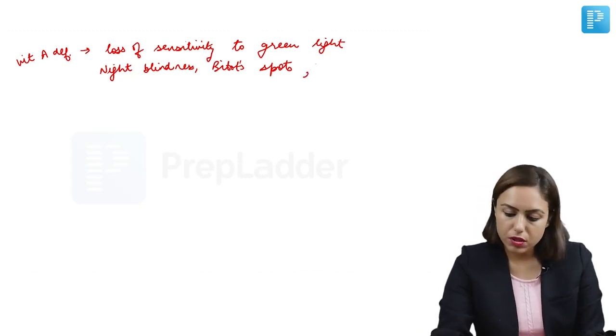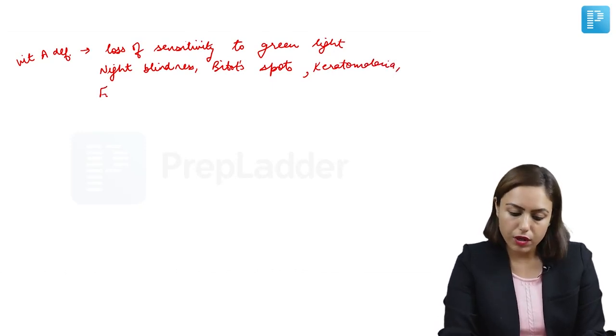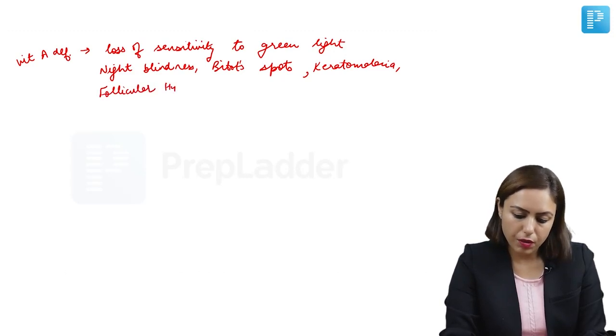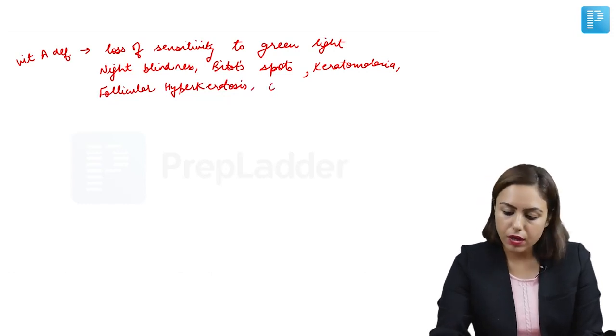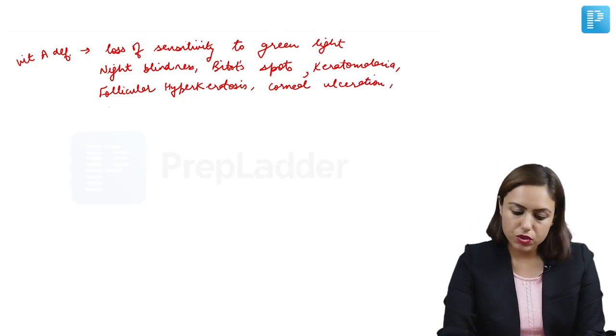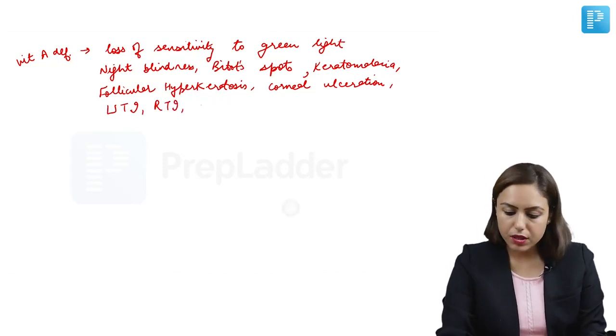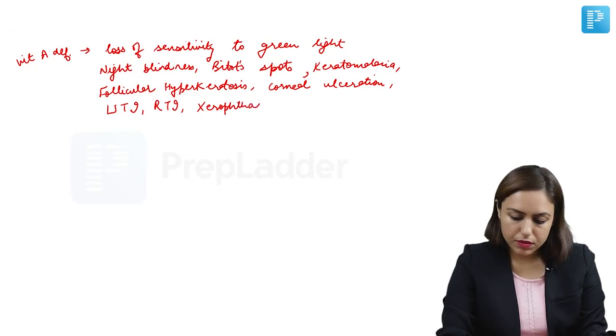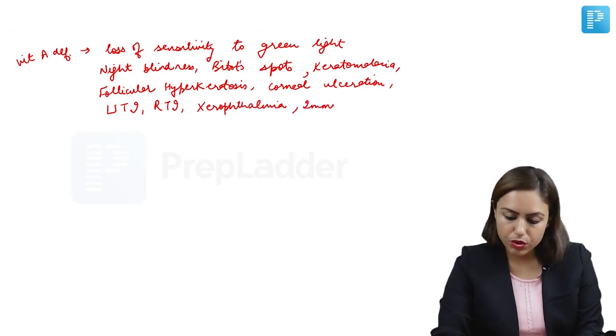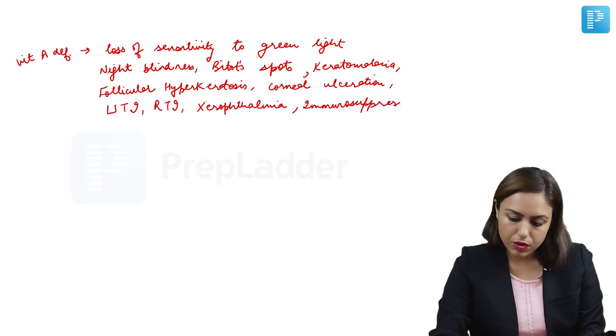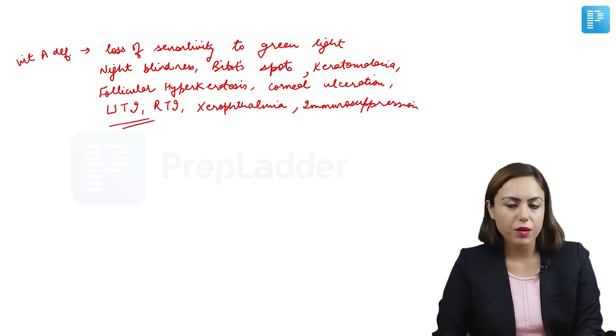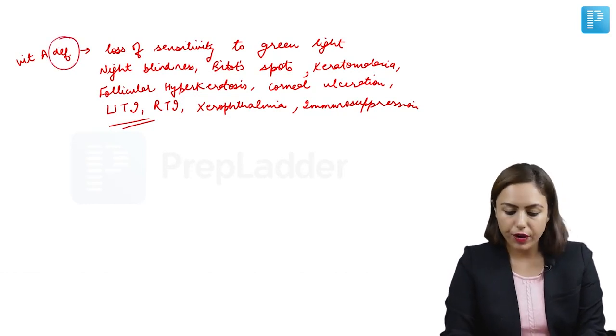So there are Bitot spots, keratomalacia, then follicular hyperkeratosis, then corneal ulceration. Vitamin A deficiency patients have frequent UTI and respiratory tract infections. Then other is xerophthalmia and immunosuppression. That's why these frequent infections are occurring, right? So this was deficiency of vitamin A.